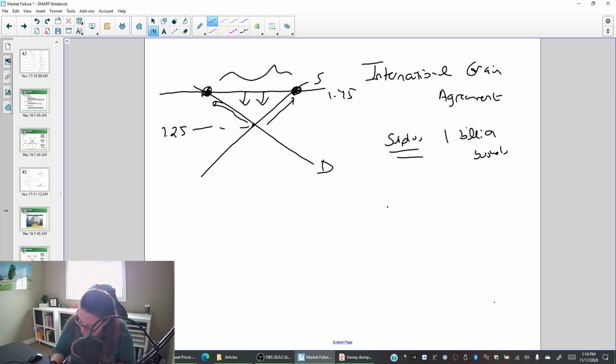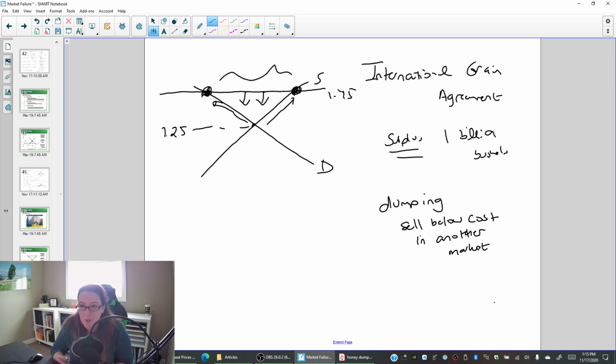The other thing we did is what we call dumping. Dumping is when you sell below cost in another market. So we had all this wheat that was putting downward pressure on the price. And remember, this is an experience by Canada and the US and France and Australia and the Soviet Union and many of the big producers of grain. So we need to get rid of it. We need to get it out of this market so it stops putting downward pressure on the price.